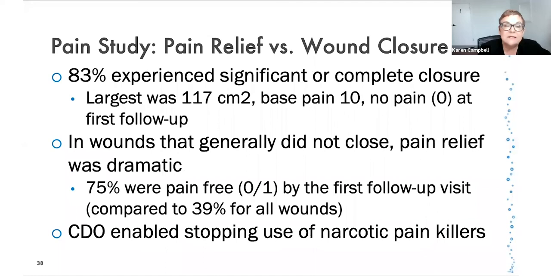And what happened in terms of wound closure? So 83% experienced significant or complete closure. That one wound that was 117 centimeters square actually closed, and the pain score in the wound went from a 10 down to a 0 at the first follow-up. And in wounds that generally did not close, pain relief was dramatic. And so 75% were pain-free by the first follow-up visit. And CDO enabled stopping the use of narcotic painkillers with many of these patients.